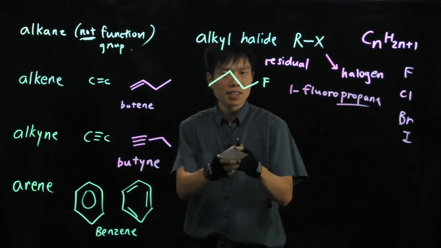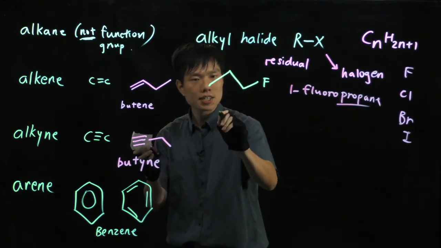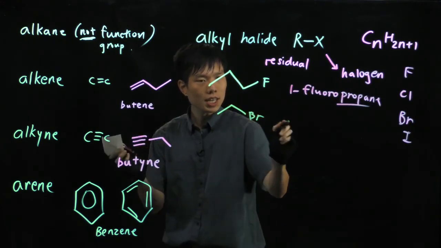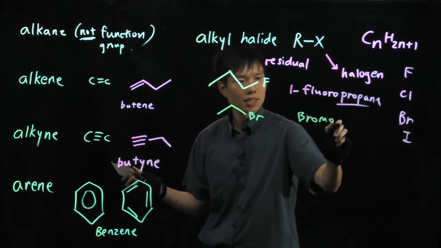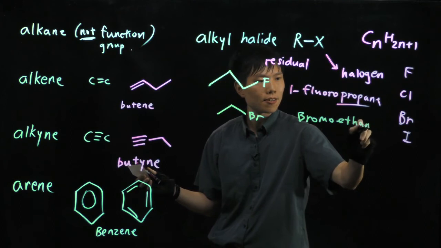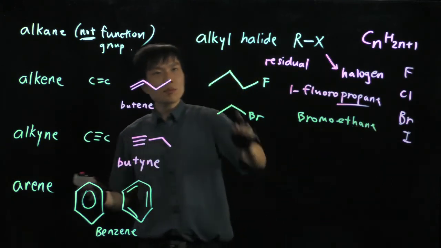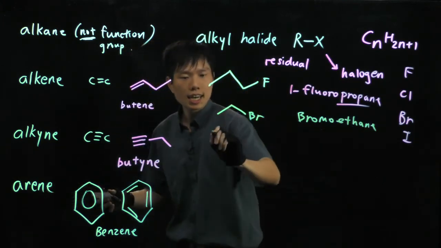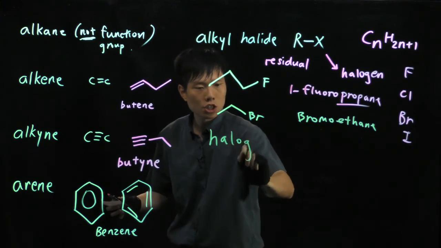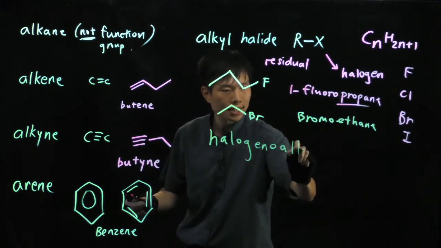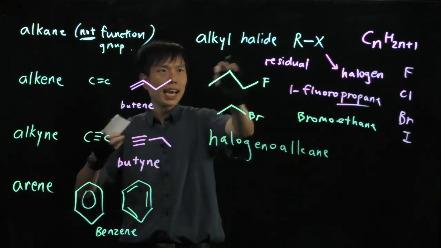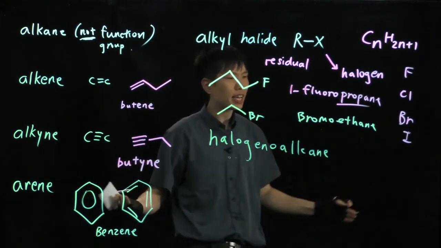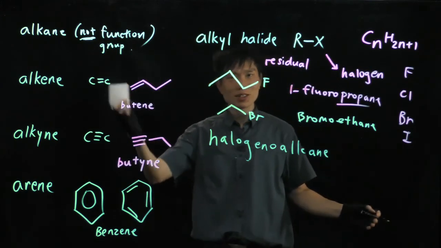So likewise, if you're given something like this, that will be a bromoethane, right? Some people will also call it a halogenoalkane. So again, these are just synonyms. They mean the same thing, alkyl halides or halogenoalkanes. You can give me either one, no worries.